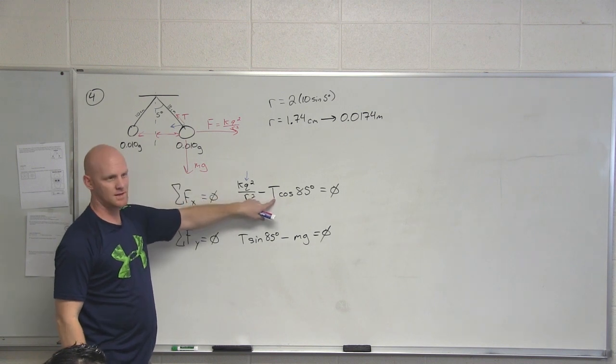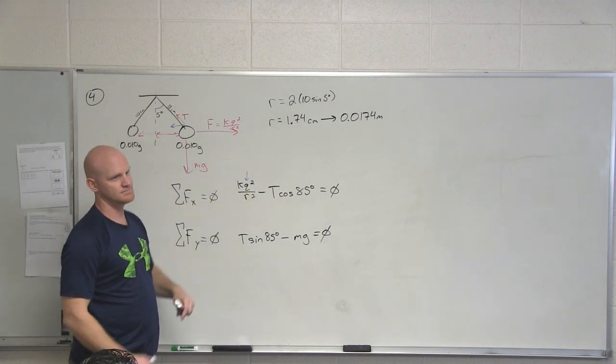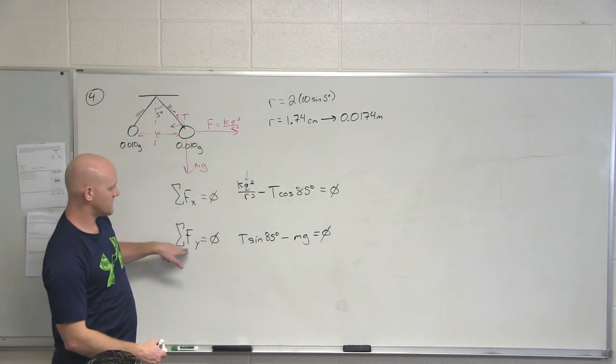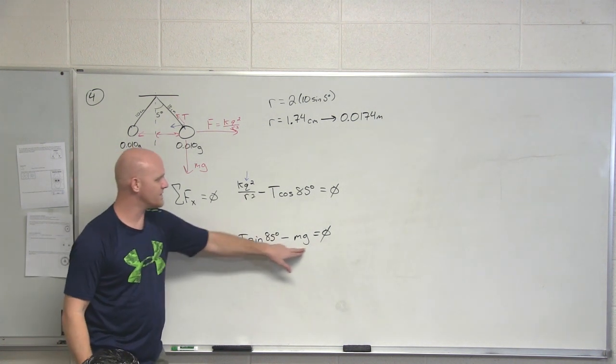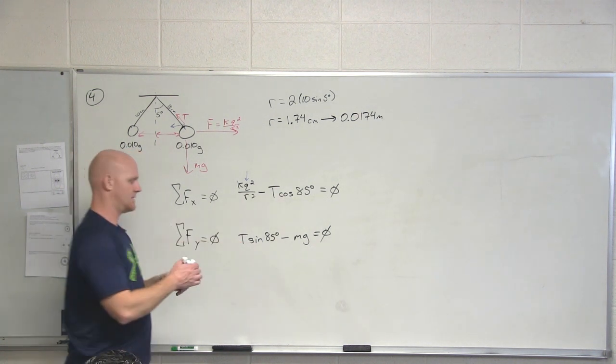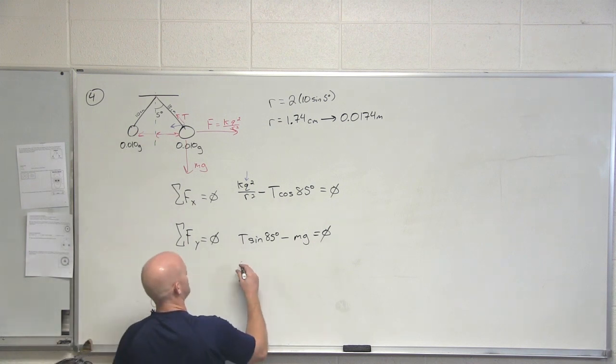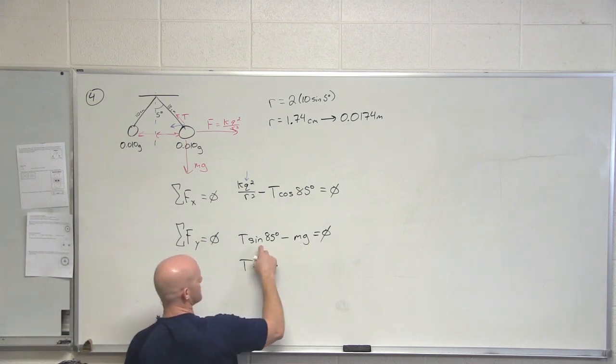I just don't know t. So where are we going to get t from? From our sum of the forces in the y direction. The only thing we don't know in this equation is t, so we'll solve for it. And so in this case, t is going to equal mg over sine of 85.